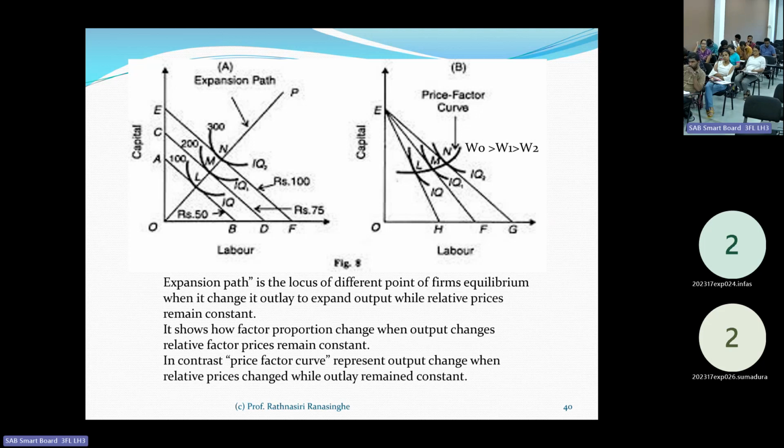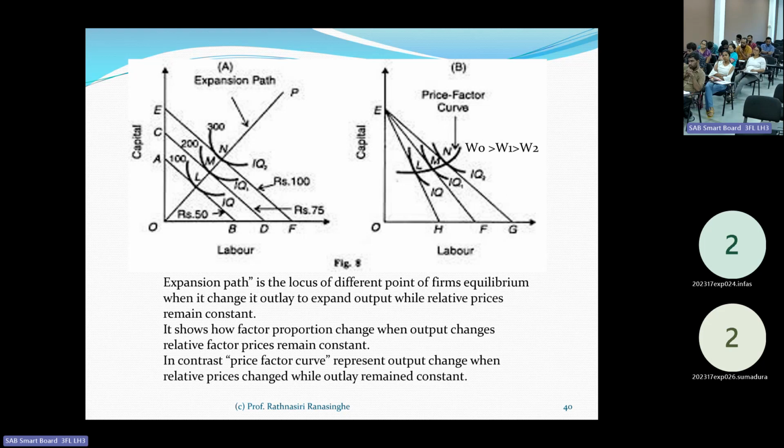Since the producer incorporates more labor, we can reach a higher output level by raising the variable factor. So the equilibrium point moves, and you can reach a higher output level. Combining these equilibrium points with respect to changing factor price, we can show the price factor line. So this is the price factor line.